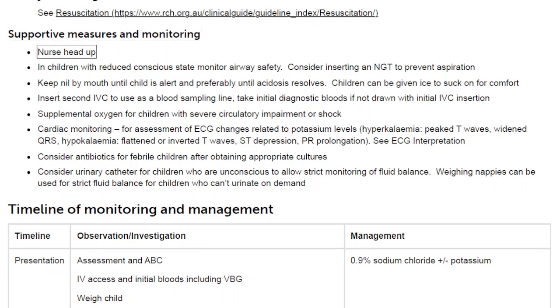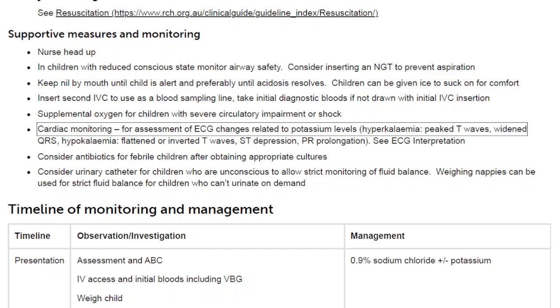Nurse head up. In children with reduced conscious state, monitor airway safety. Consider inserting an NGT to prevent aspiration. Keep nil by mouth until child is alert and preferably until acidosis resolves. Children can be given ice to suck on for comfort. Insert second IVC to use as a blood sampling line. Take initial diagnostic bloods if not drawn with initial IVC insertion. Supplemental oxygen for children with severe circulatory impairment or shock.